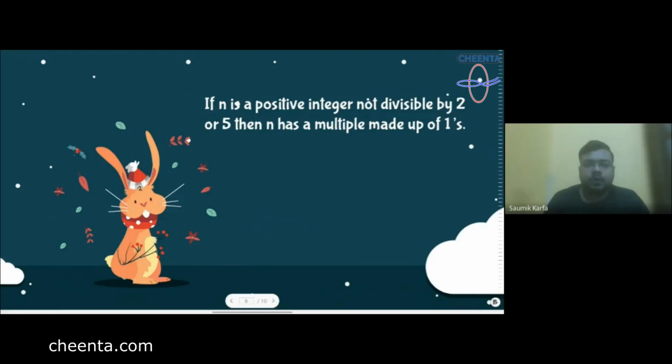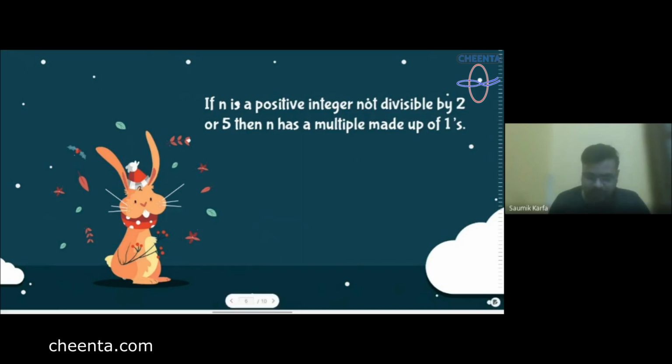Here it is. So n is a positive integer not divisible by 2 or 5. Then n has a multiple made up of only 1s. Like there will be a multiple of n where all the digits of that number will be 1. We don't know the number of digits, but however many digits there are, all of them are 1 only. First of all, we need to notice one thing, that n is not a multiple of 2 or 5. That means n is not a multiple of 10. That's the main thing we have to notice.